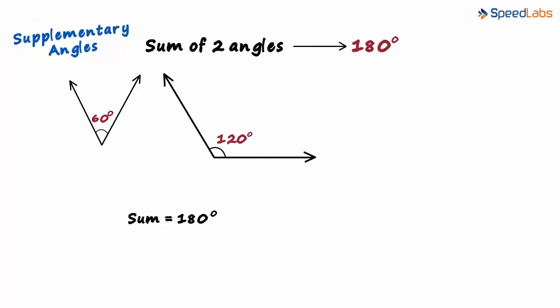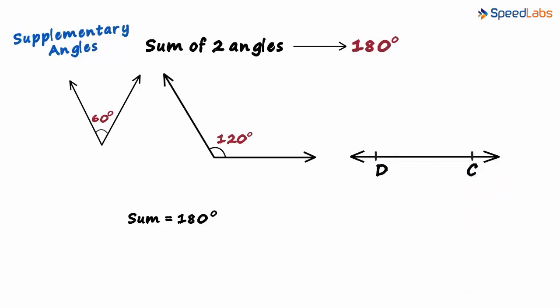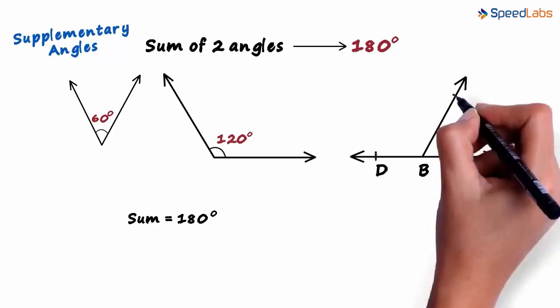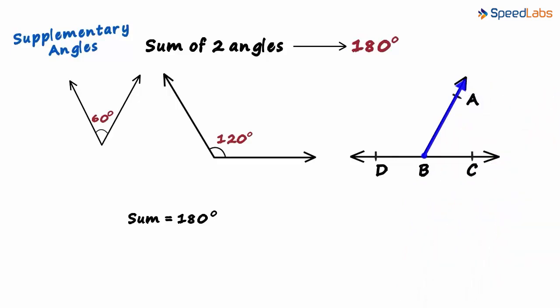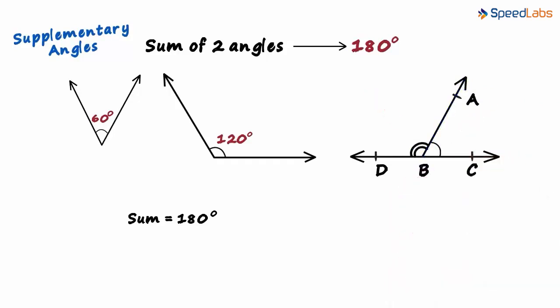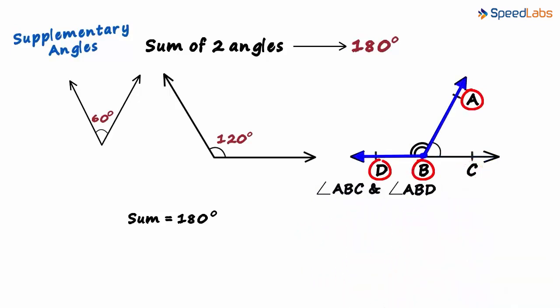There is a special case of supplementary angles we need to look at. It's interesting. We just draw one straight line. Let's call it line DC. We take any point on the line, say point B, and draw a ray. Let's call that ray BA. This ray forms two angles, this angle and this one. They can be called angle ABC and angle ABD.